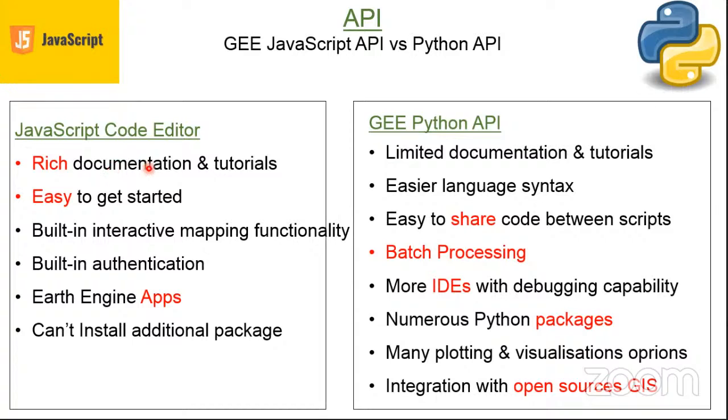It has very rich documentation and tutorials, and it is easy to get started. That means if you are a beginner to Google Earth Engine, JavaScript is very friendly to you. It has built-in interactive mapping functionality and built-in authentication. You can create your Earth Engine apps, but a disadvantage is that it cannot install additional packages. On the other hand, the Python API has a larger number of packages, but it has very limited documentation. Sharing data sets or code is very easy in JavaScript, but not so easy in the Python API.